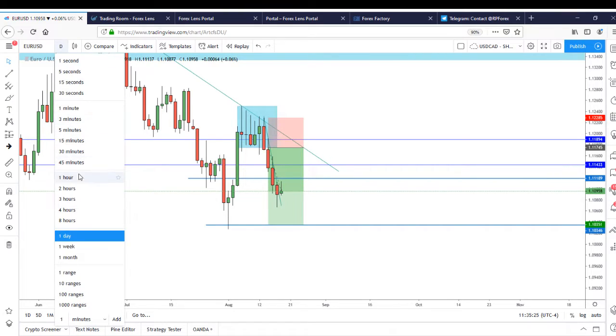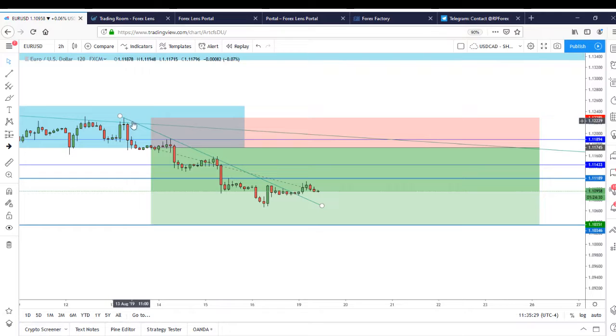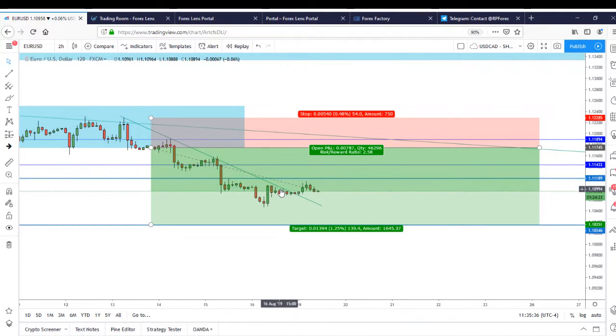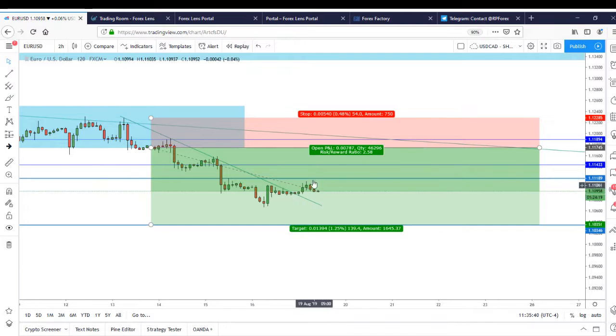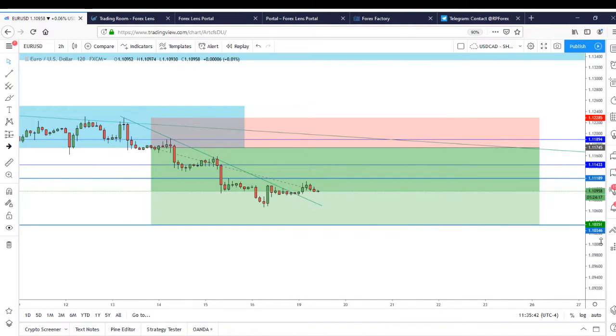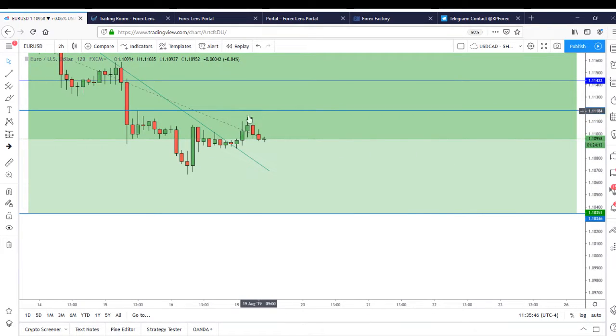Going to the 2-hourly, we are actually doing something interesting. On the 2-hourly, we can see we drew this descending trend line last week, and we had our first touch, second touch, third touch. On our fourth touch, instead of getting that rejection down to our final take profit, we did actually slip out of the trend line. It's nothing too significant, or something that's going to tell me it's a reversal.